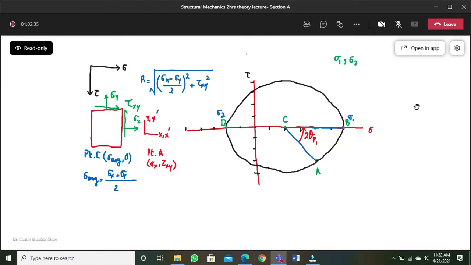Now sigma 2, the minor principal stress, acts over this plane CD. So moving from the reference plane CA in the counterclockwise direction towards the plane CD, this will represent 2 theta P2.